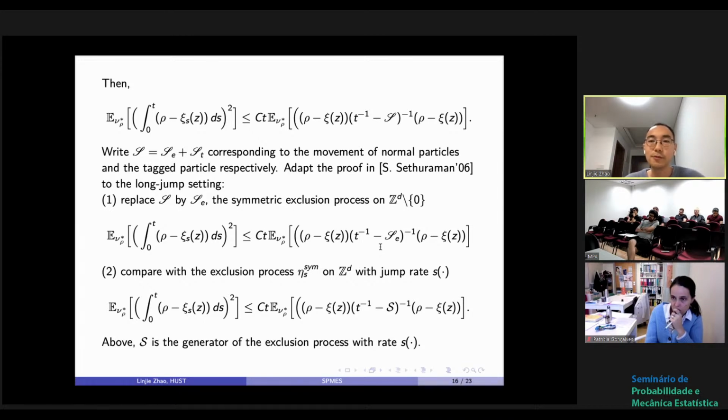The idea is to compare the H-1 norm of SE with the H-1 norm of the symmetric exclusion process on Z^d. And we could bound this by this term, and here S is the generator of the symmetric exclusion process on Z^d. So now it is a translation invariant process, and it is easy to handle with this term.